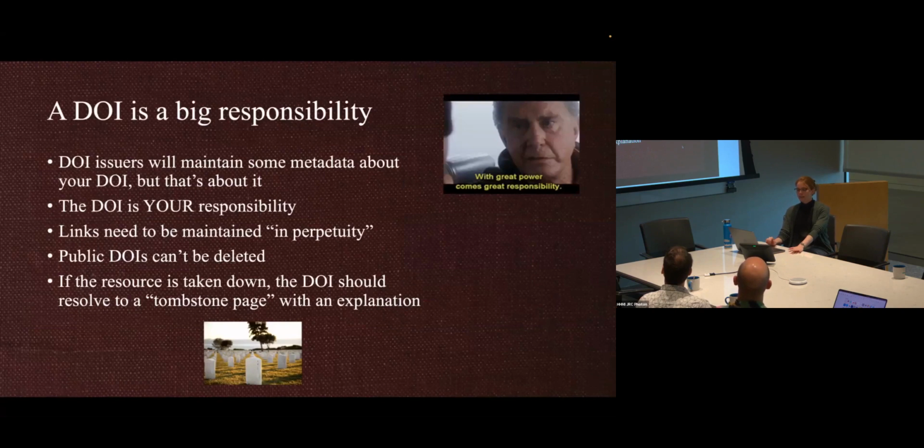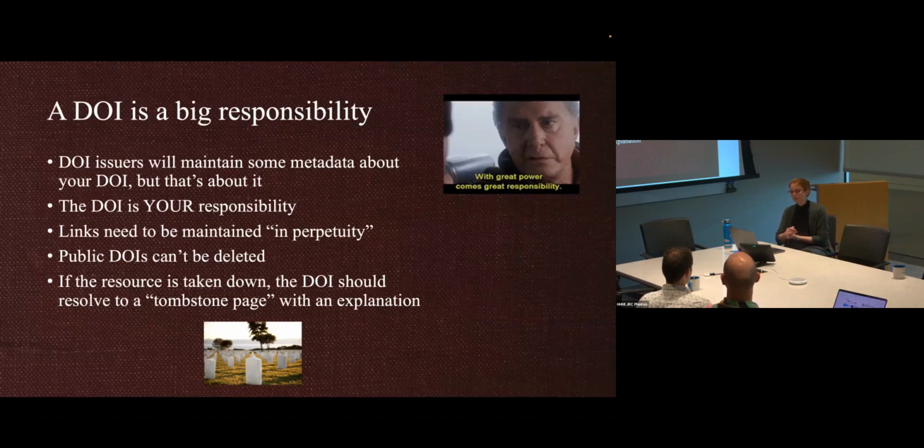I'll just move ahead and say DOI is a big responsibility. As Uncle Ben said, with great power comes great responsibility. So DOI issuers will maintain some metadata about your DOI, but it's your responsibility to make sure the metadata are accurate. Basically, everything about the DOI is your responsibility, and they just offer metadata and a lot of recommendations and guidelines. The links need to be maintained in perpetuity, whatever that means, theoretically forever. And once a DOI is public, it can't be deleted.